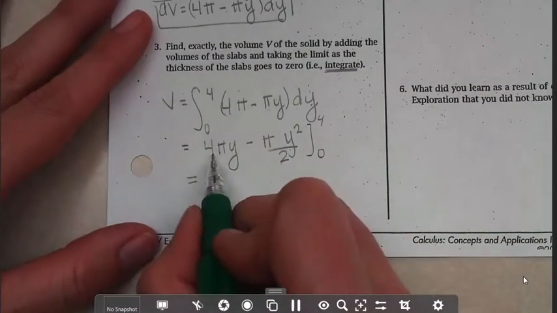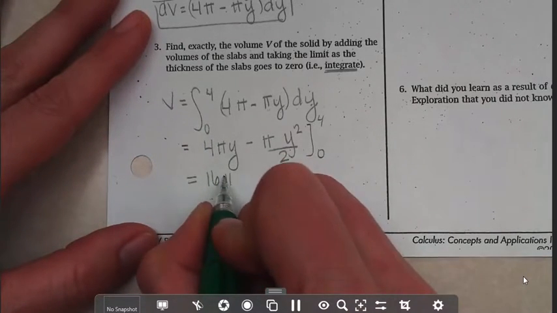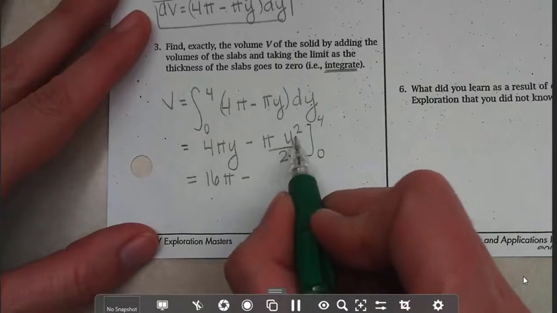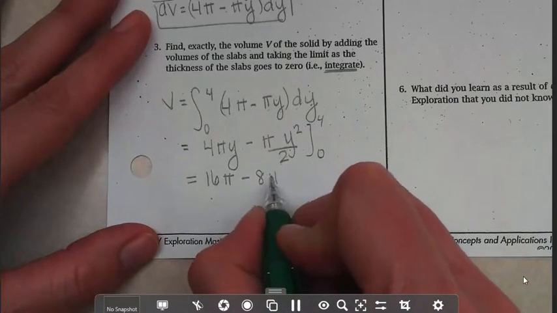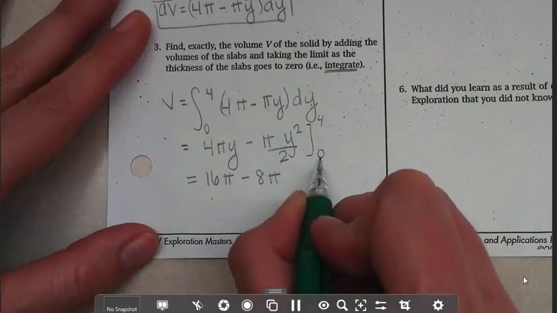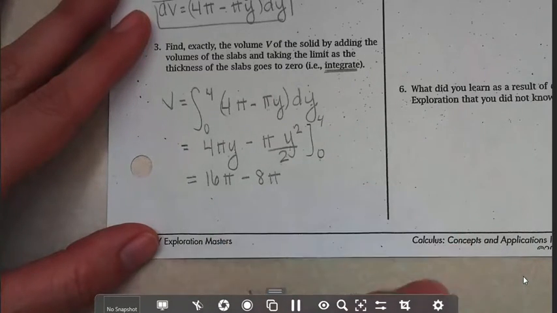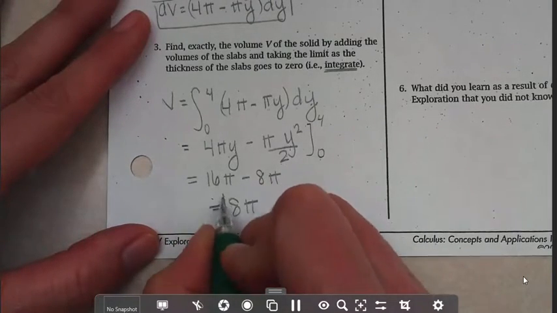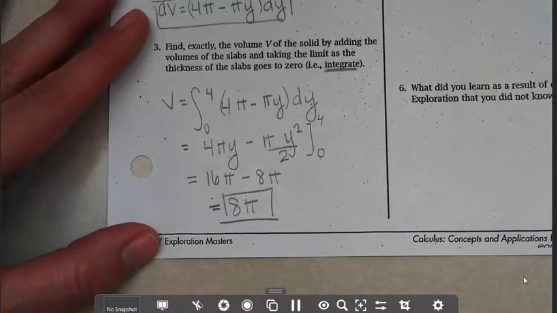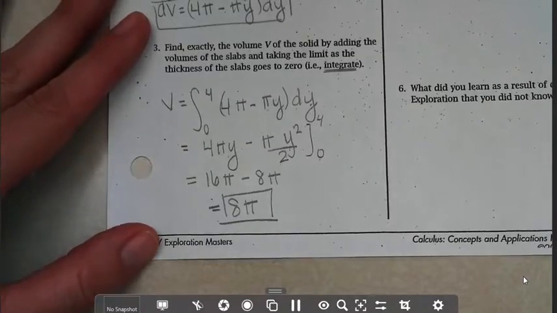So plugging in 4 here, I'm going to get 16 pi. 16 divided by 2 is going to be 8 pi. And then if I plug 0 in, these are both just going to become 0, right? So I'm done with that, and I just end up with 8 pi. Not bad. Okay, moving on.